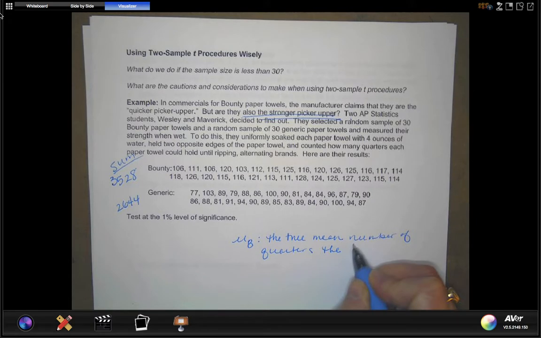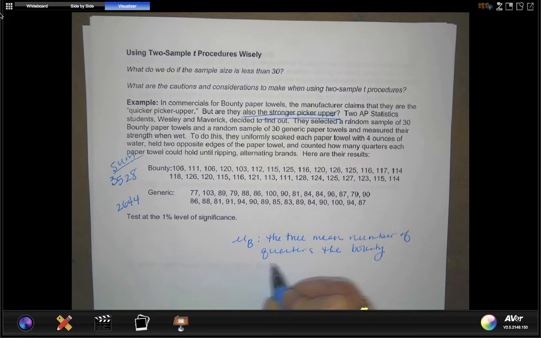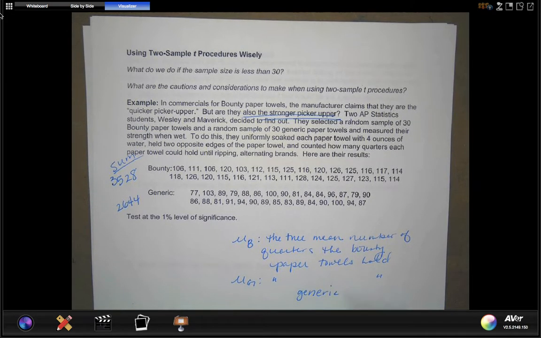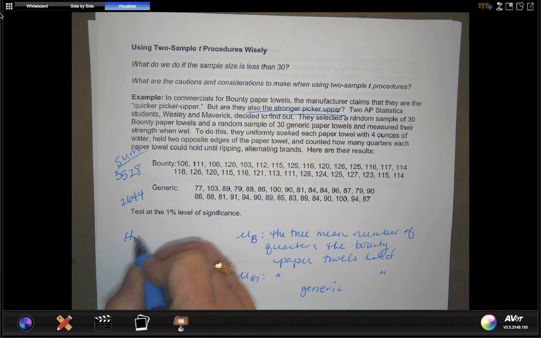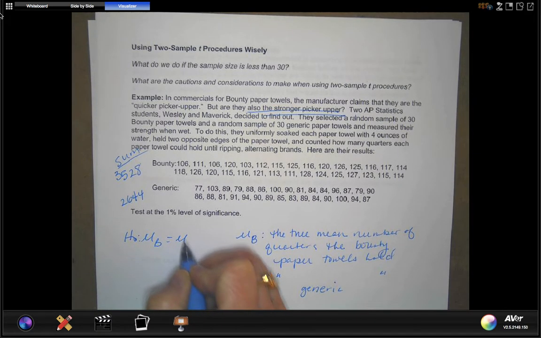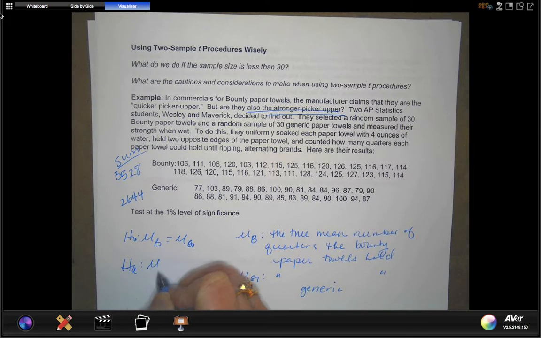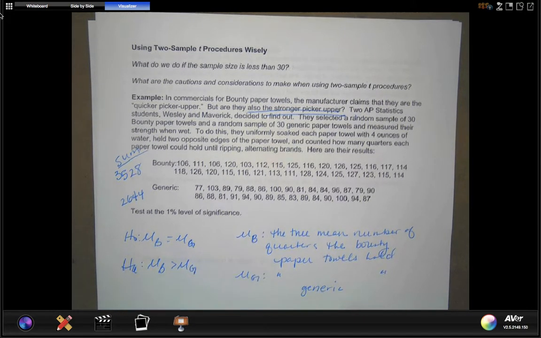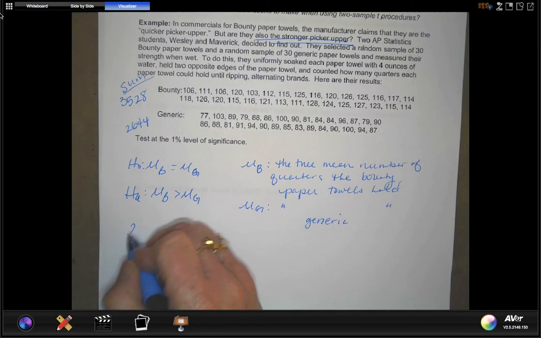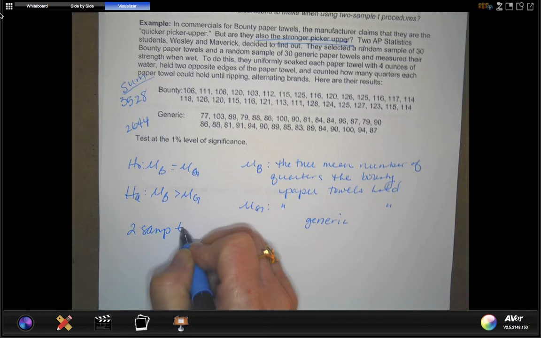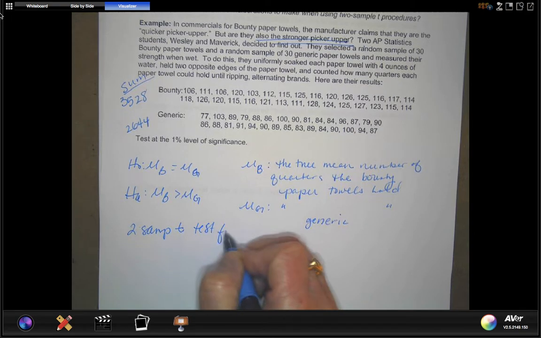the Bounty paper towels hold, and then the generic paper towels hold. Okay, your H0 is that they're equal. I'm going to treat the Bounty as my first one, so that's why I'm putting it there. HA, so I want to know if the Bounty can hold more than the generic. I'm doing a two-sample t-test for means.